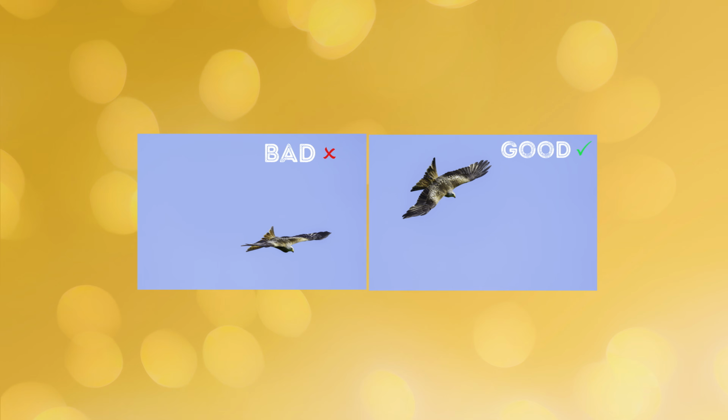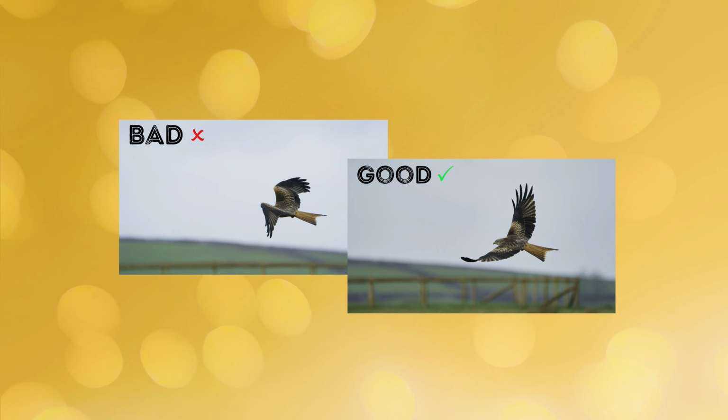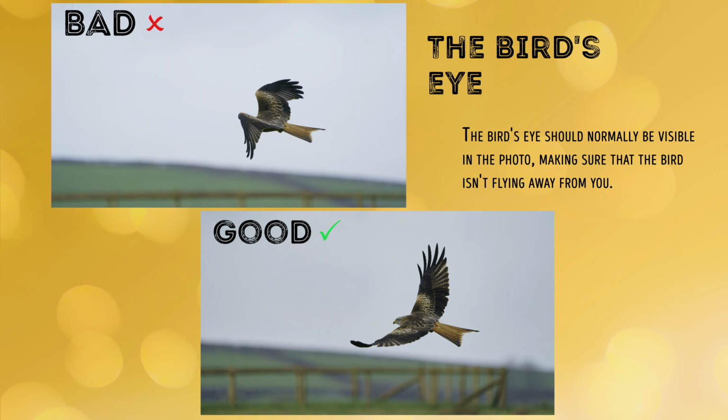It has to be composed well, and that normally means that you want to leave some negative space for movement in the direction that the bird's flying, so some space in front of the bird. You also want to make sure the bird's eye is in the photo. It's no good if the bird is facing away from you. You need that connection with the bird, with their eye in the picture.